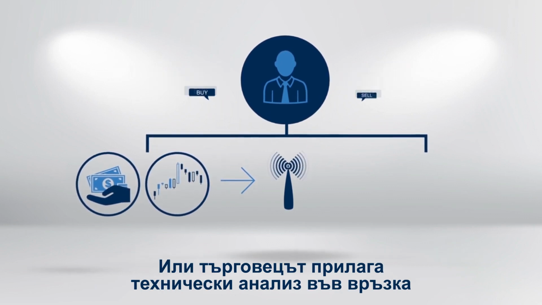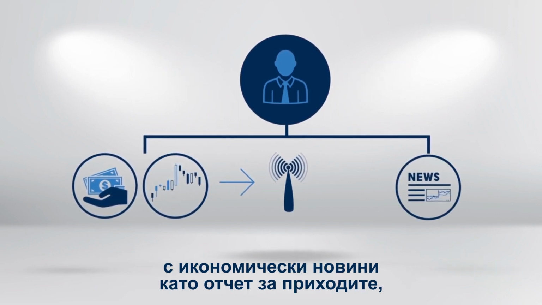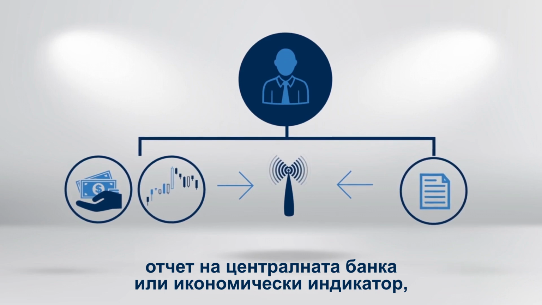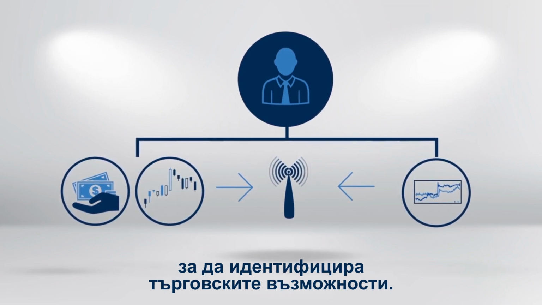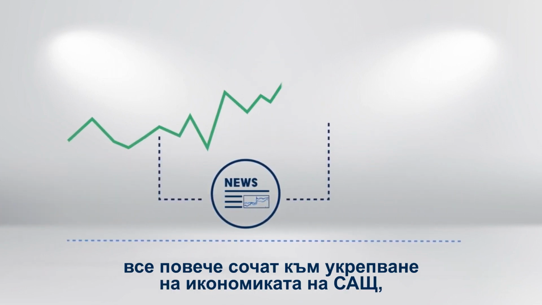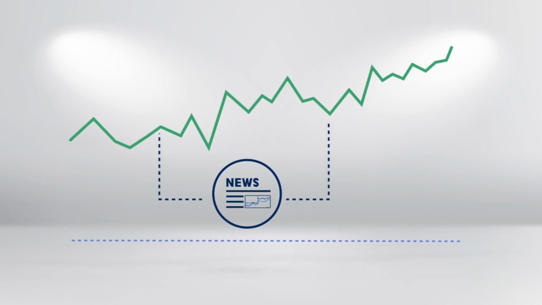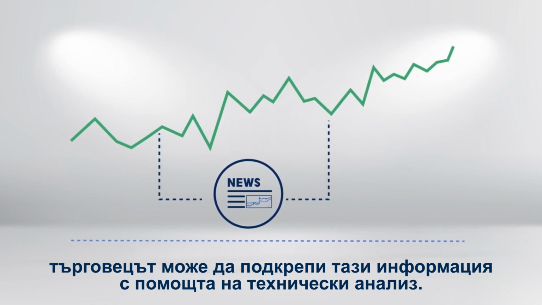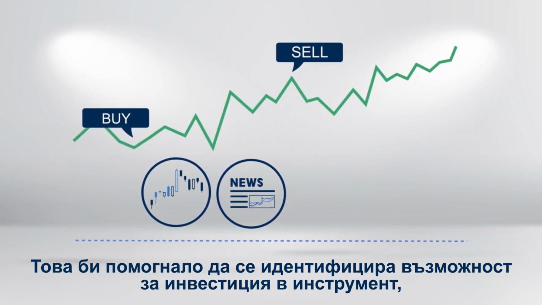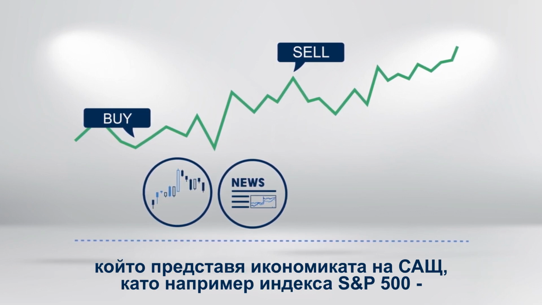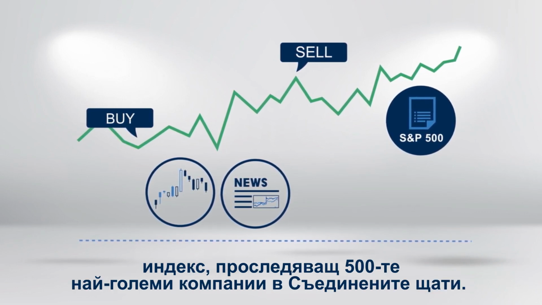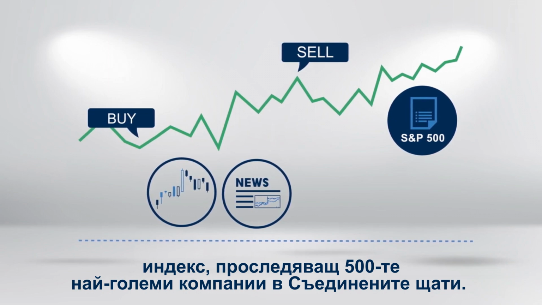Or, the trader applies technical analysis in conjunction with economic news, such as an earnings report, a central bank statement, or an economic indicator to identify trade opportunities. If, for example, economic news and indicators increasingly point towards a strengthening of the US economy, a trader could support this information by using technical analysis. This would help identify a trade opportunity in an instrument that's representative of the US economy, such as the S&P 500 index, an index tracking the 500 largest companies in the United States.